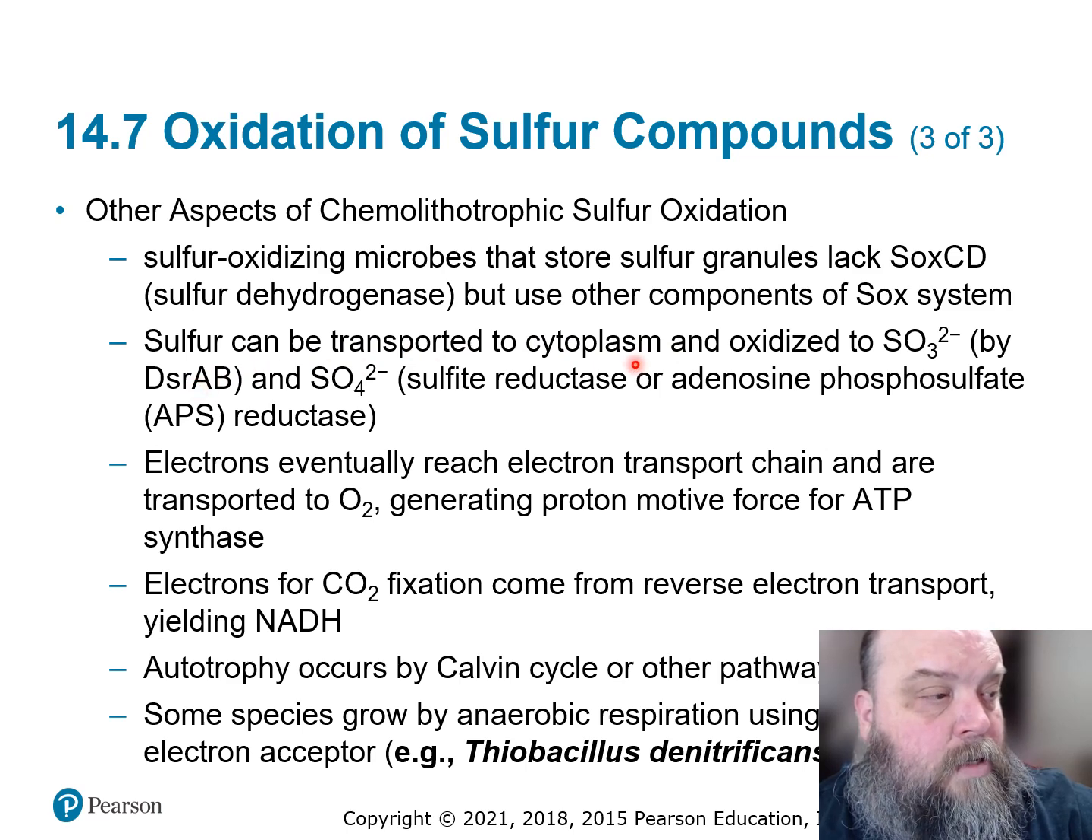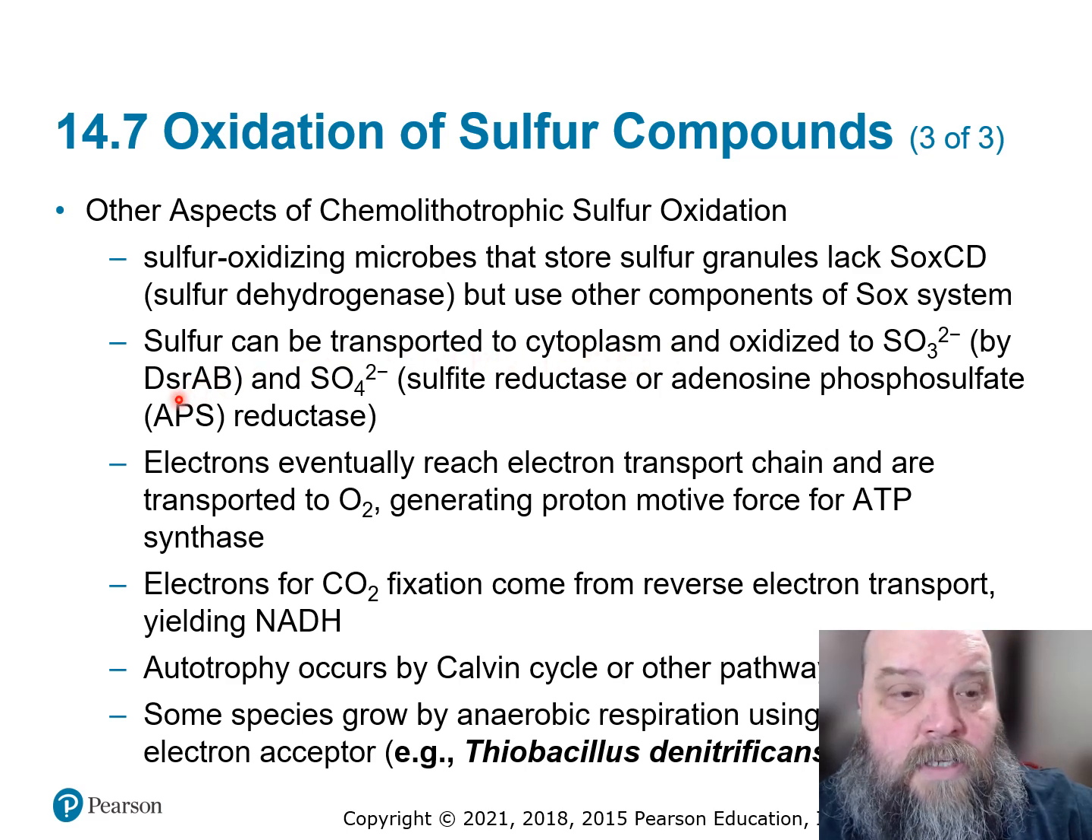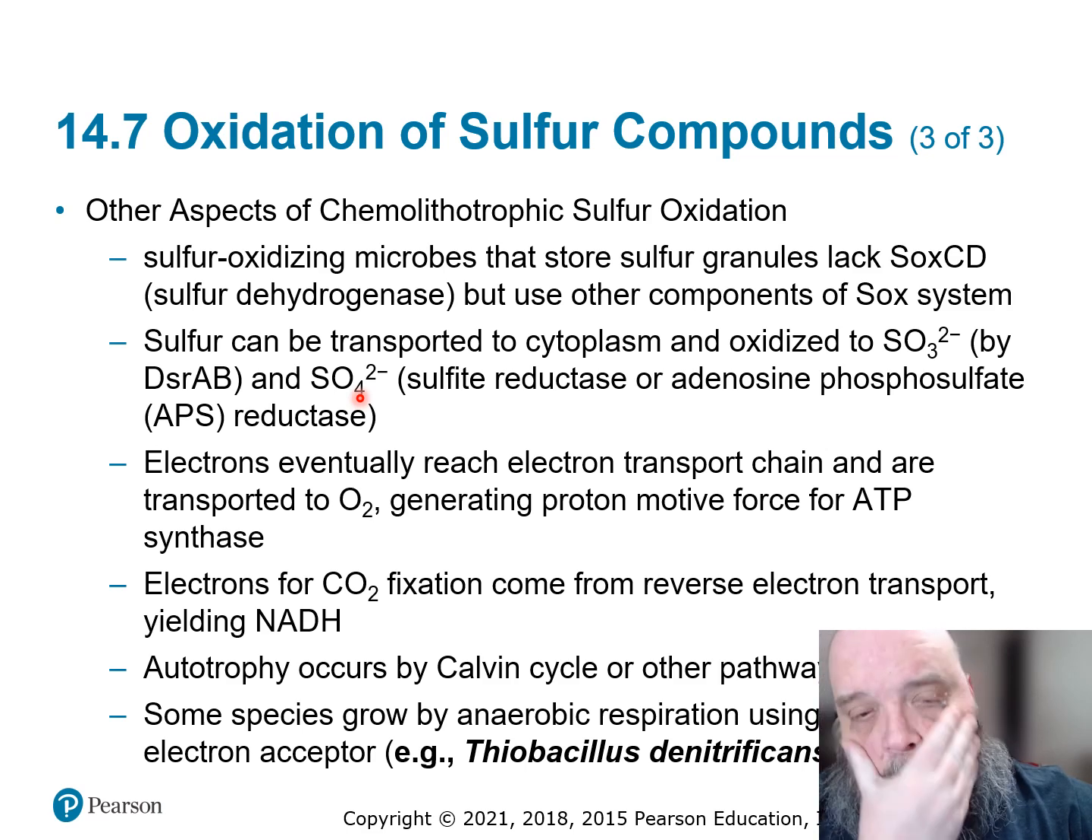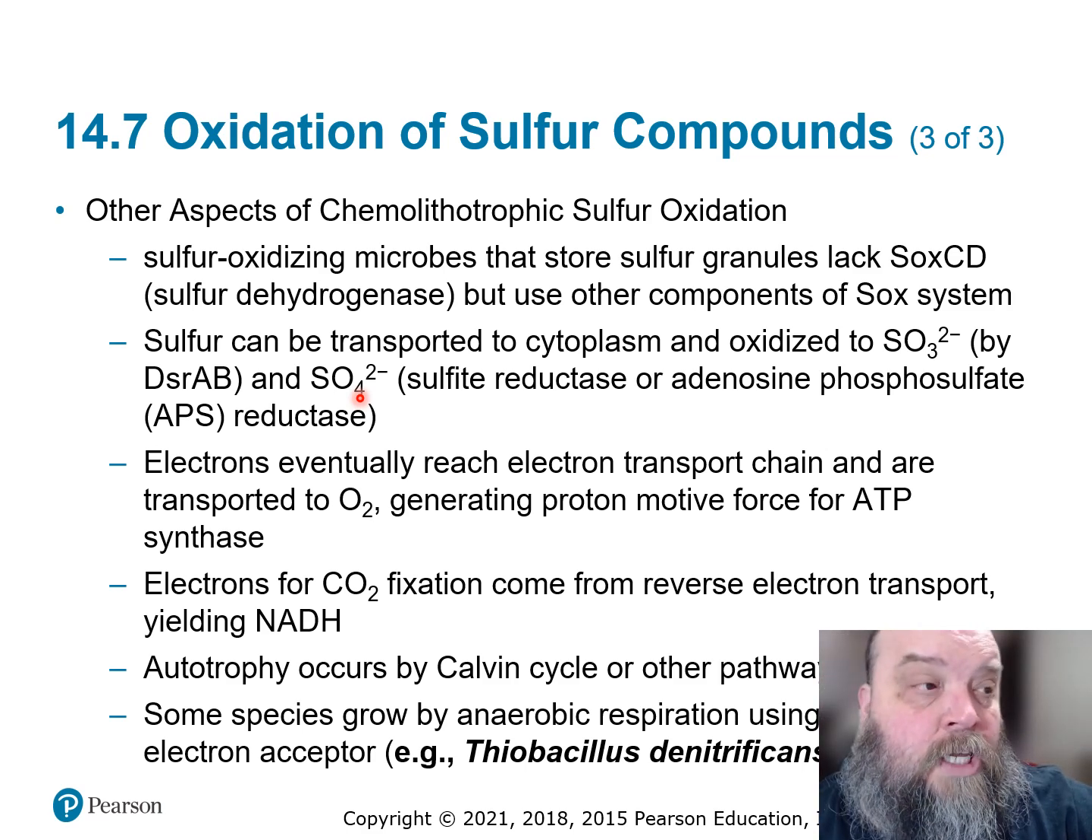Transport into the cytoplasm, DSRAB, so you can end up with sulfate. Certain proteins, certain genes beyond just the SOX genes, are utilized in the movement of the sulfur-containing compounds from the environment to the periplasm, modifications in the periplasm, and transport into the cytoplasm.